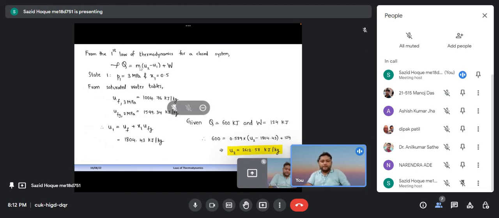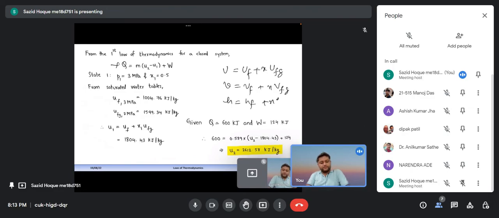Q is given, W is given, M you know, and U1 you have to calculate from the thermodynamic table: 3 megapascal, X1 is 0.5. Use this formula. Any property you can find using u = uf plus x into ufg, or v = vf plus x into vfg, or small h enthalpy hf plus x hfg. Once you know all this, you need to find U2. So U2 to calculate, it is 2612.58 kilojoule.